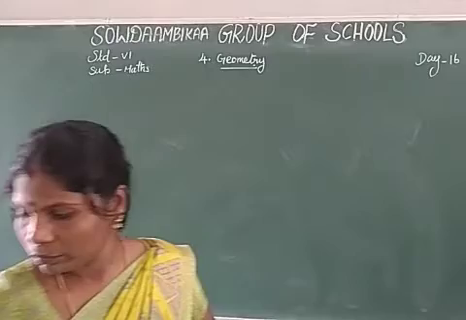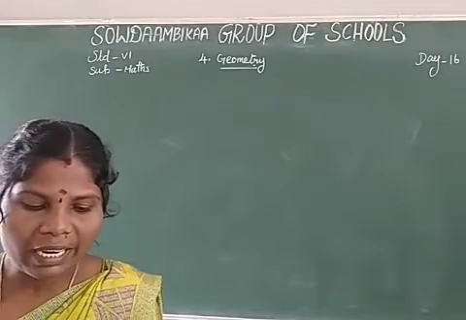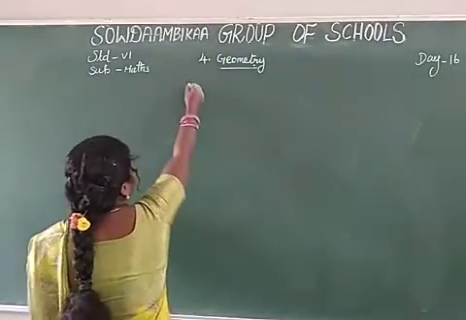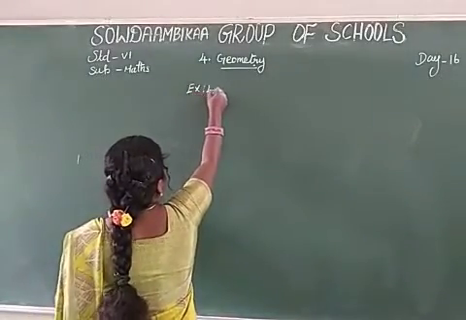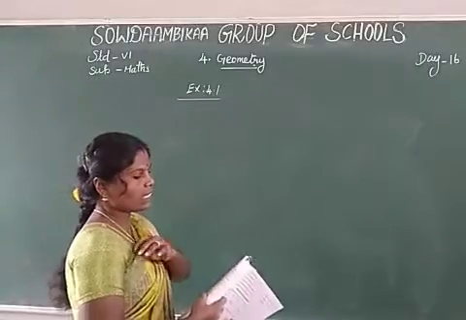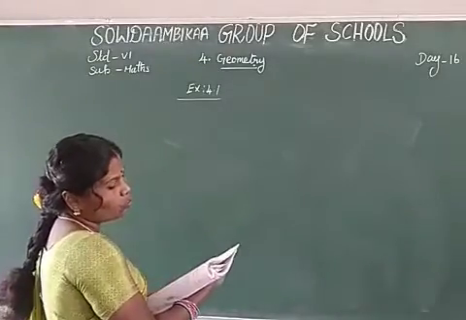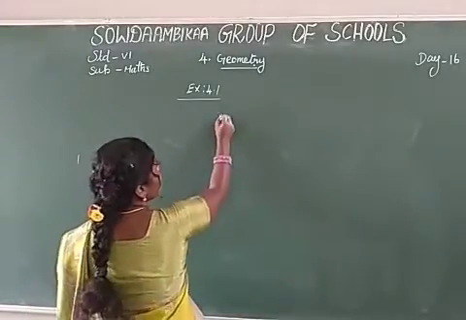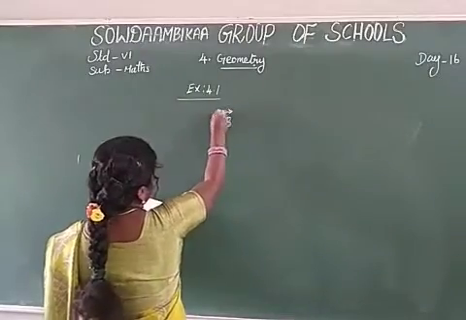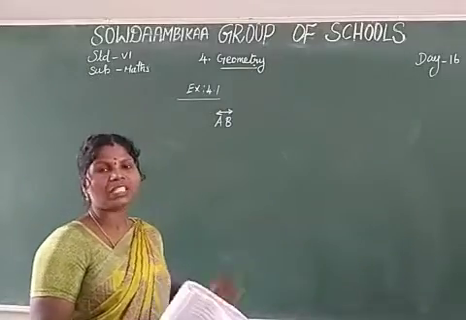The first one, fill in the blanks. A line through two end points. Exercise 4.1. A line through two end points A and B is denoted by... two end points. So this is a line segment.